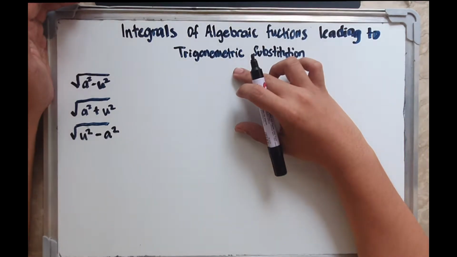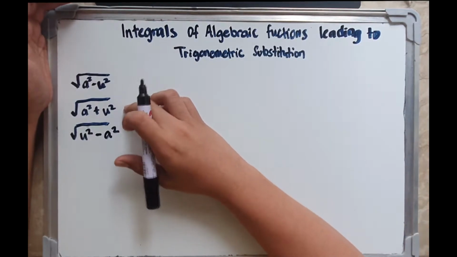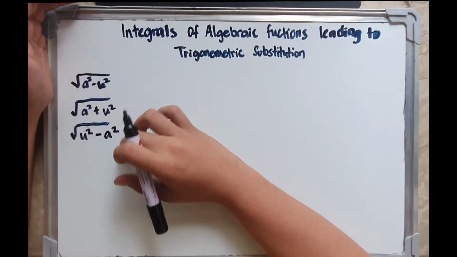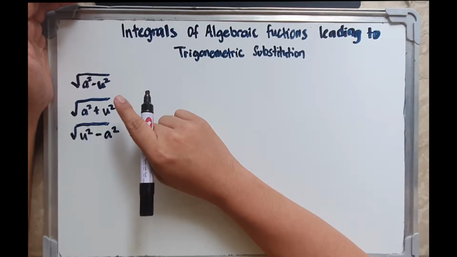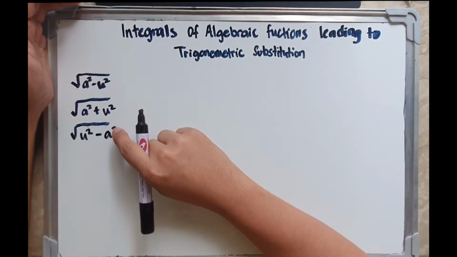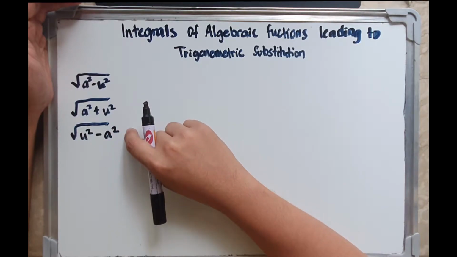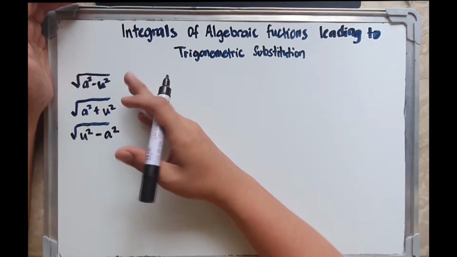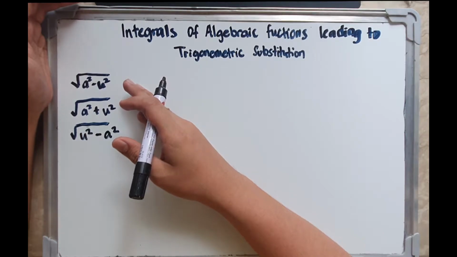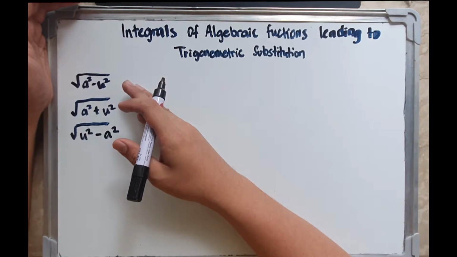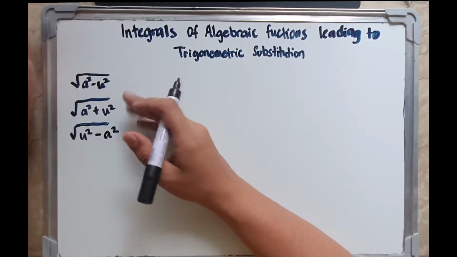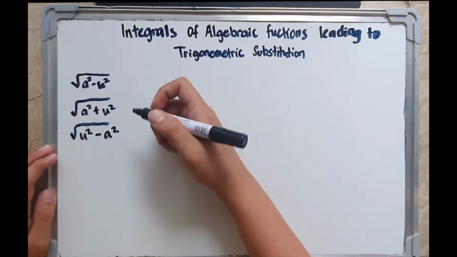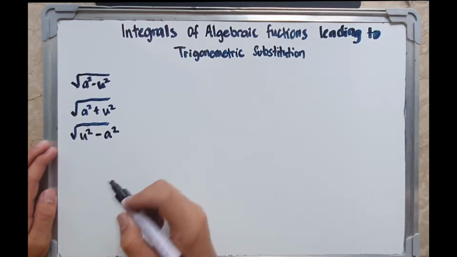So, we will use this one if we encounter these three algebraic functions. So, if we have the square root of a squared minus u squared, the square root of a squared plus u squared, and the square root of u squared minus a squared. Okay, these three algebraic functions obviously have a radical symbol. Okay, so we are trying to substitute trigonometric functions to this one to eliminate this radical symbol by applying the following trigonometric formulas.